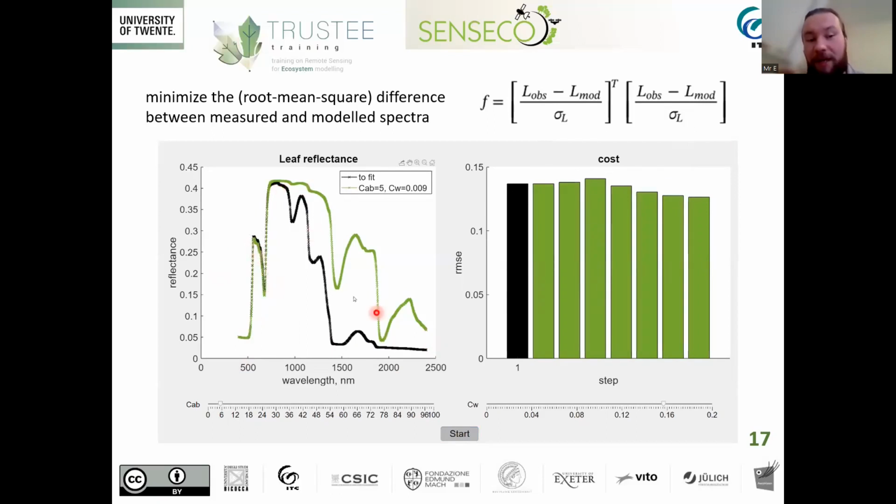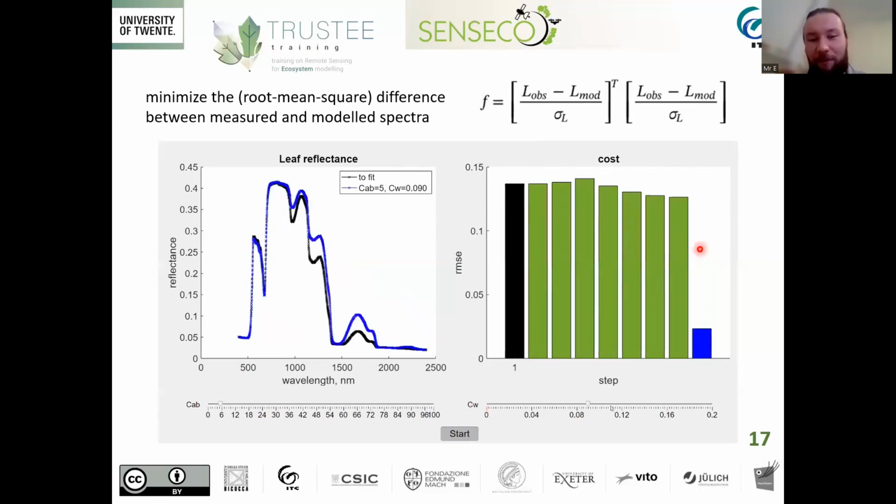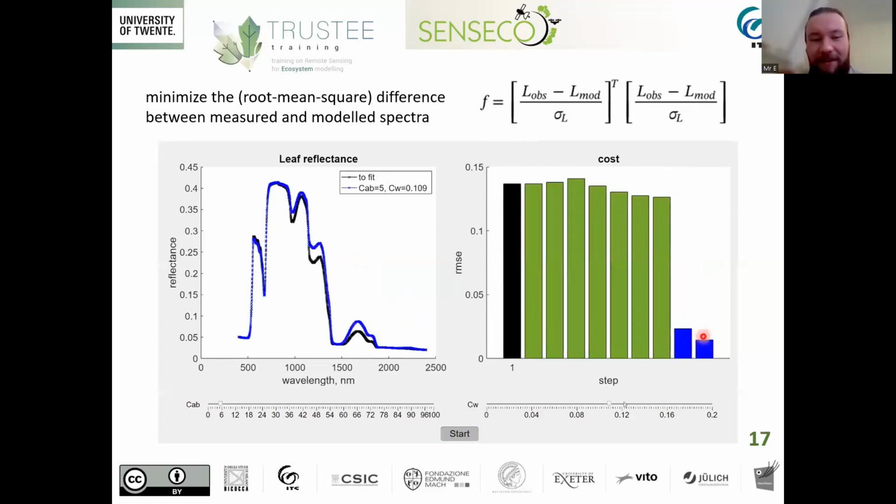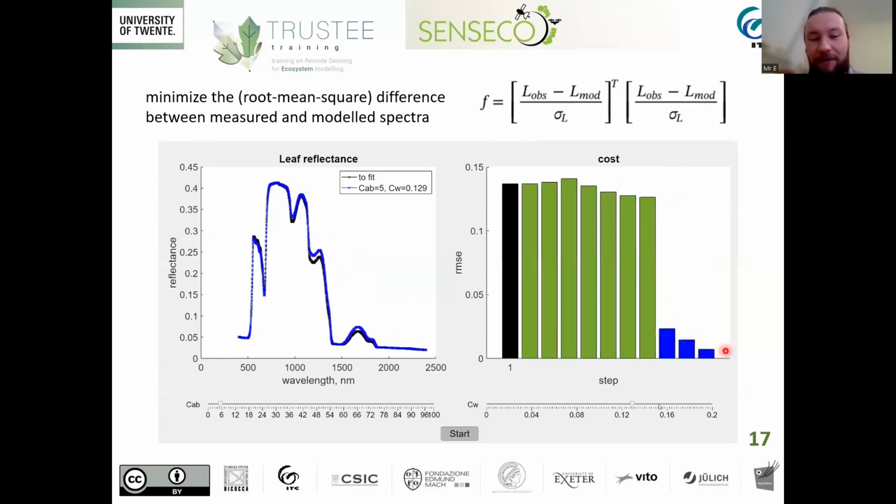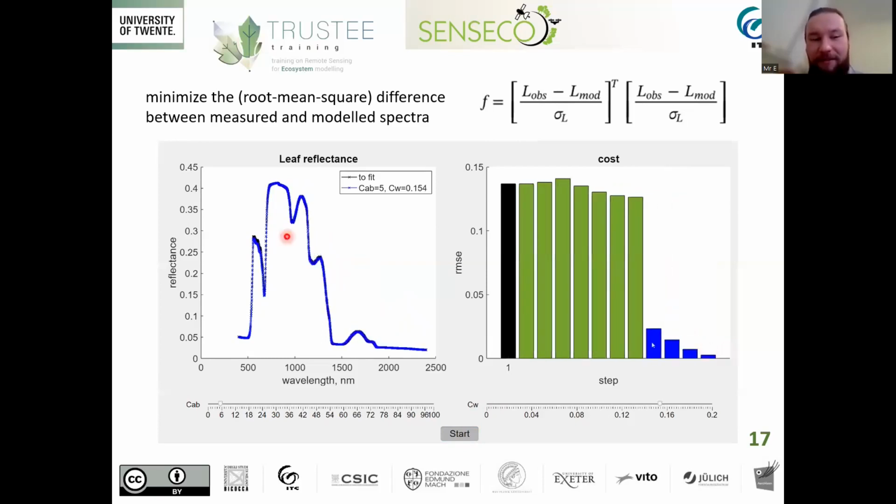Now we have to close the gap in the shortwave infrared. And okay, we have a parameter for that. Whoop, very, very nice step. We reduced the error a lot. Finally, the curves are almost perfectly fit. When there are two parameters and the reflectance is modeled, it's very easy and you can achieve perfect optimization.